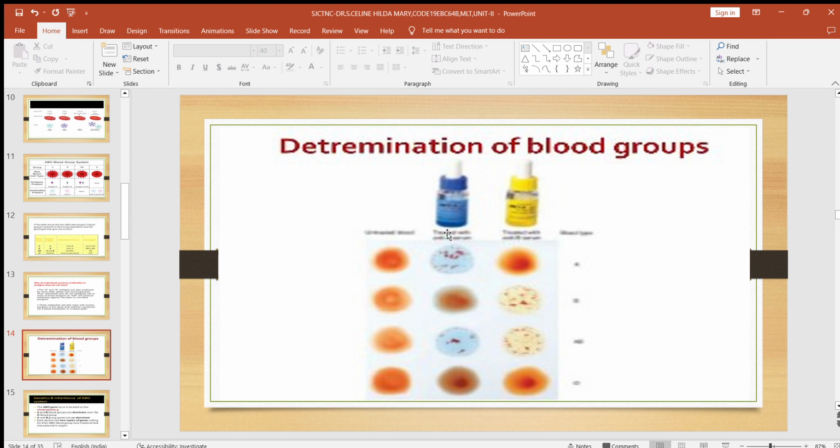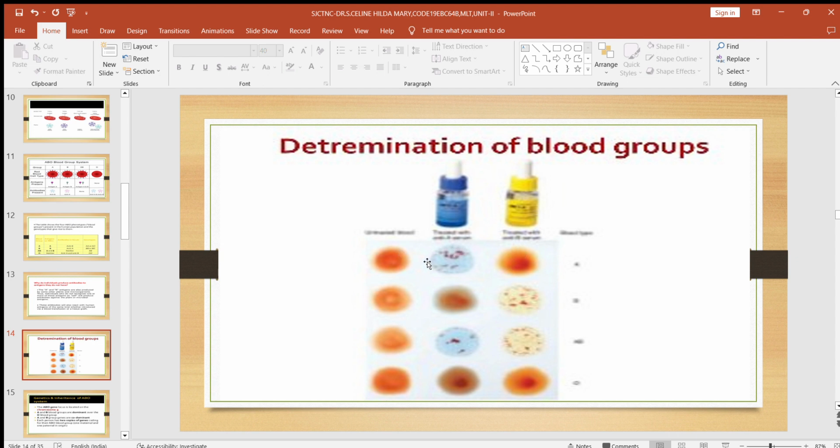This slide shows the determination of the blood groups. How do we determine the different blood groups? We can determine the different types of blood groups by using anti-A, anti-B and anti-D substances. They contain the antibody in solution, so they are known as anti-A, anti-B and anti-D. The anti-D helps to determine the RH blood group.